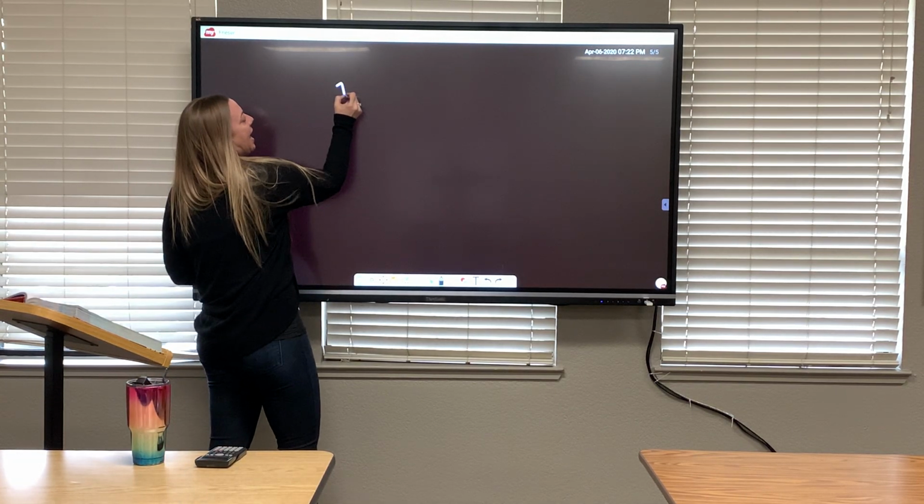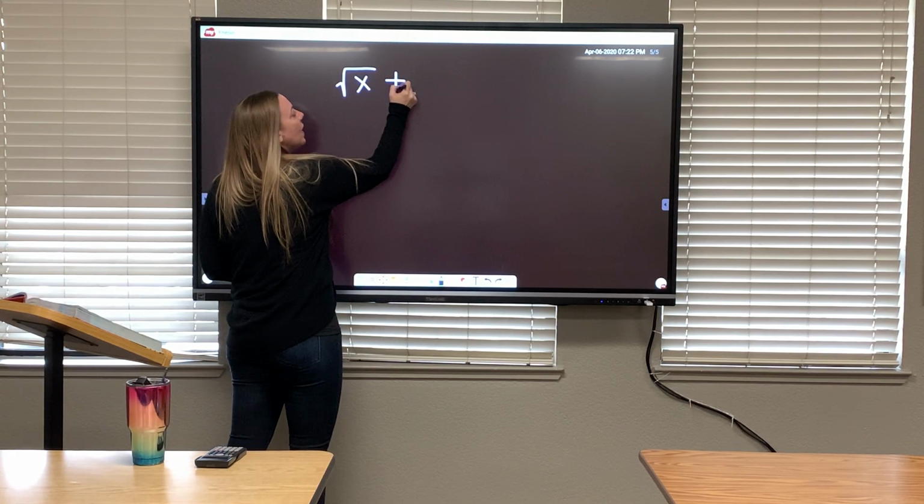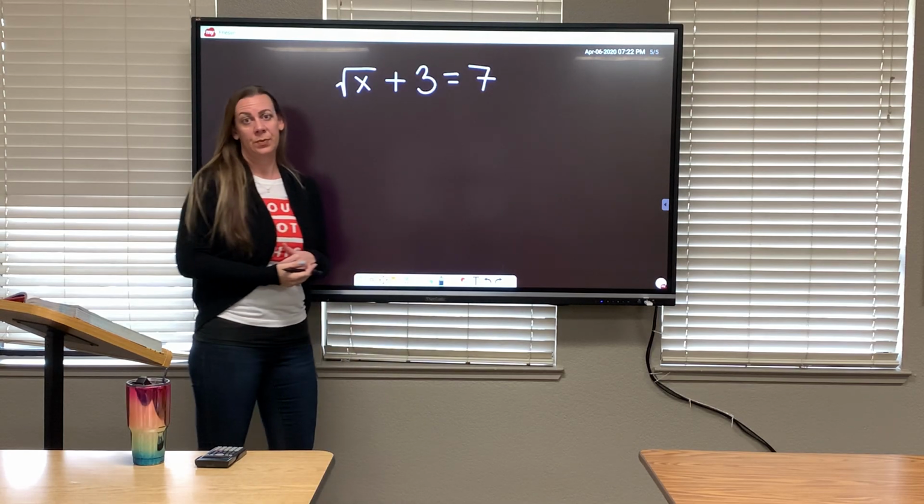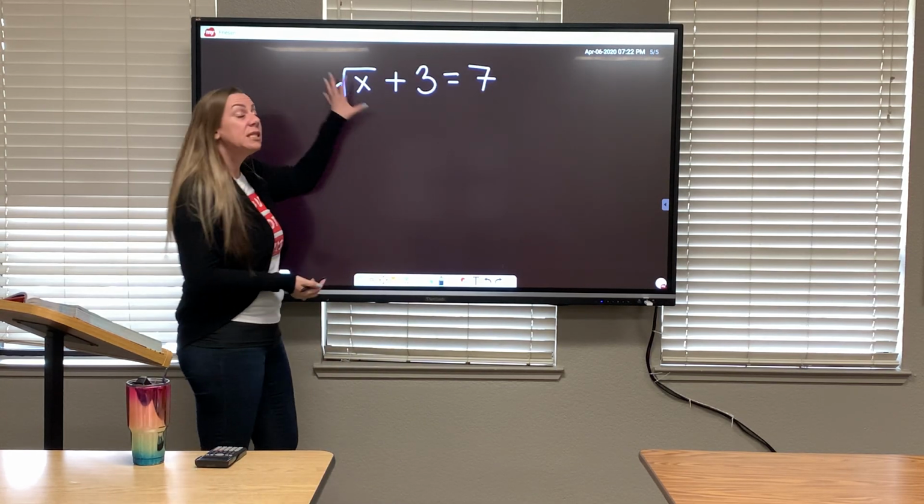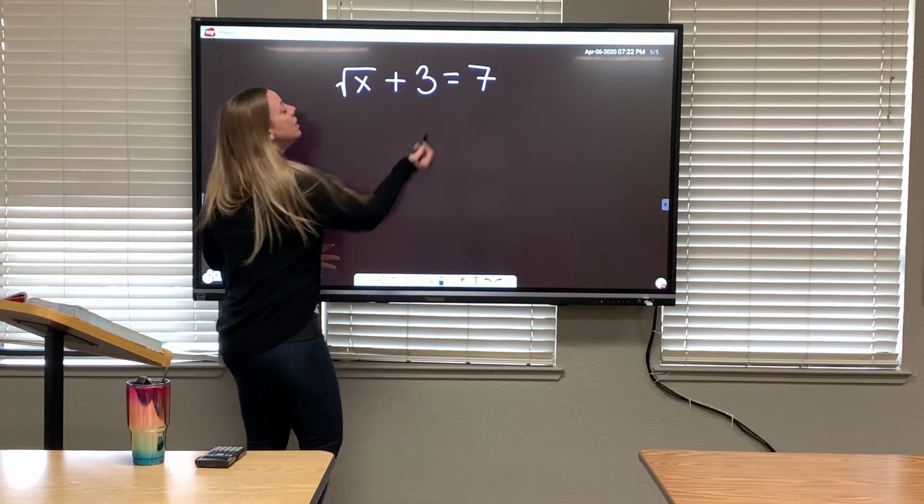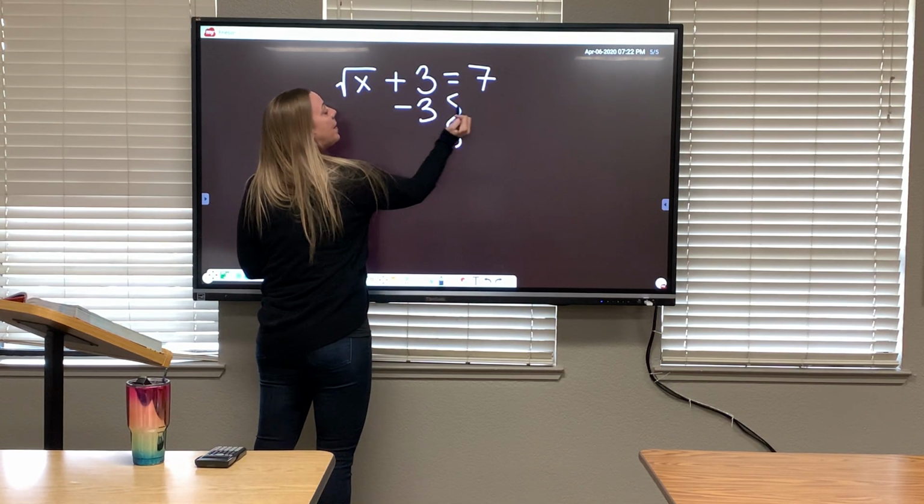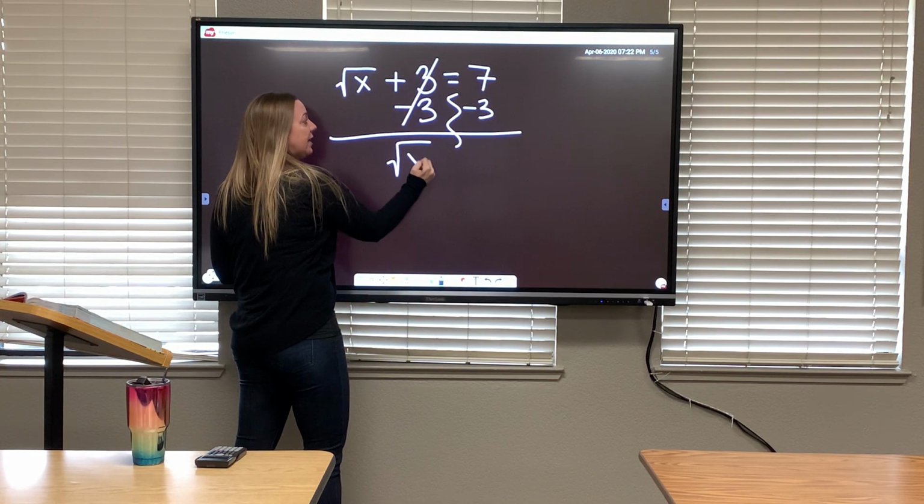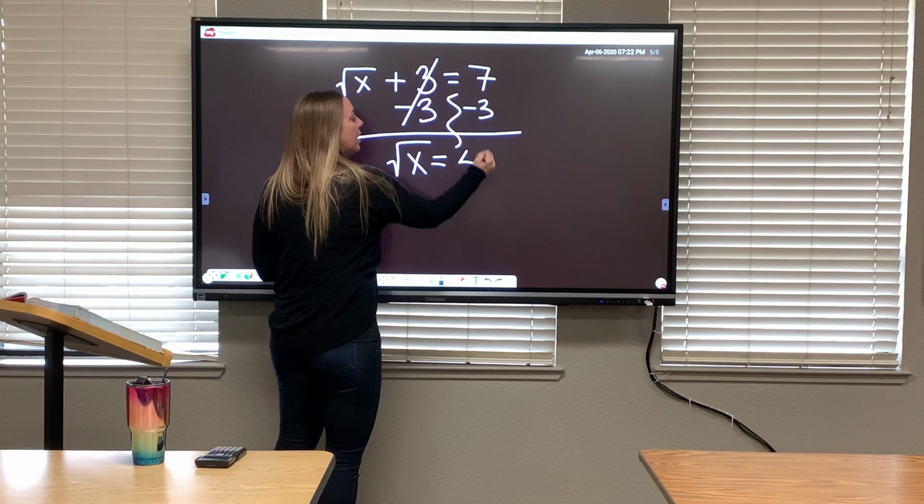So let's say I have the square root of x plus 3 equals 7. Is the radical symbol by itself? That's my first step to check. No, it's not. So I have to get that radical by itself first. These are going to cancel out, so I get the square root of x equals 4.